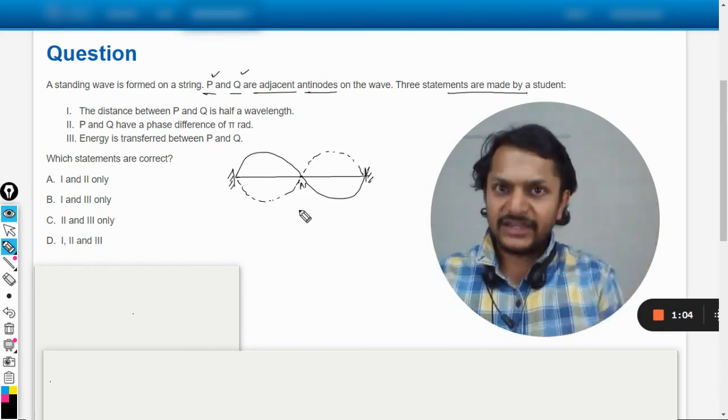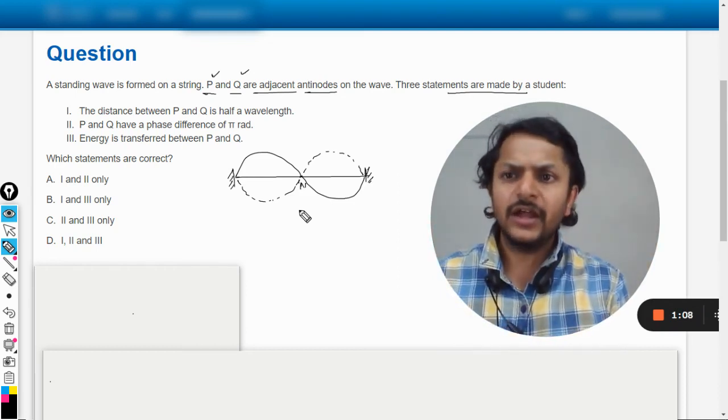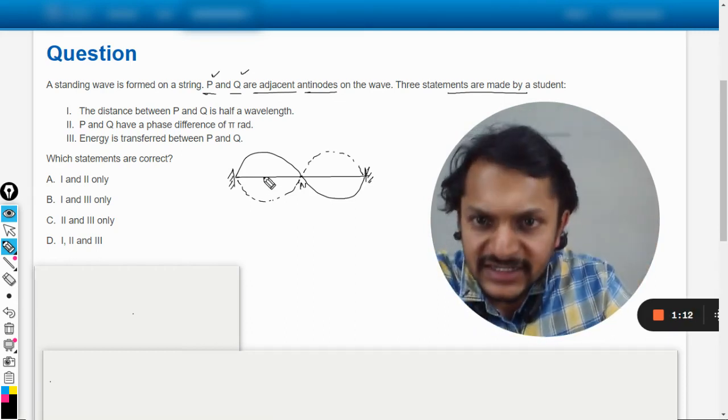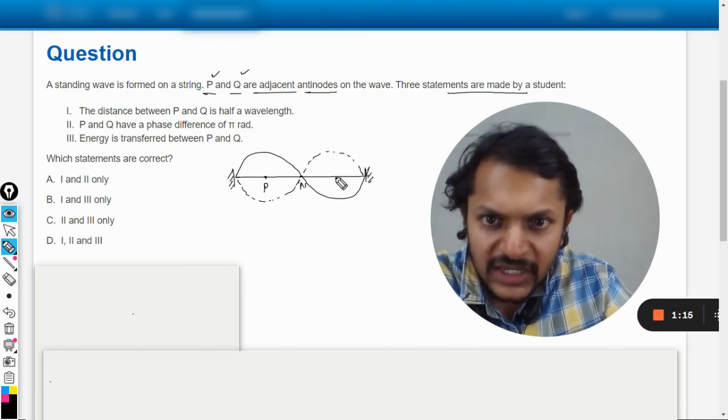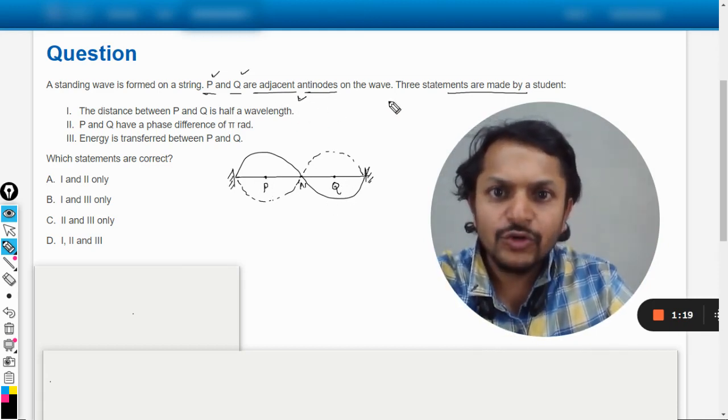I've just taken a case. It is not mentioned here that the string is fixed at both ends and it is the second harmonic. They are not talking about that, but I've just assumed it. Let us say this point is an antinode, so this point is P, and this point is another antinode, the point is Q. So these are adjacent antinodes on the wave.